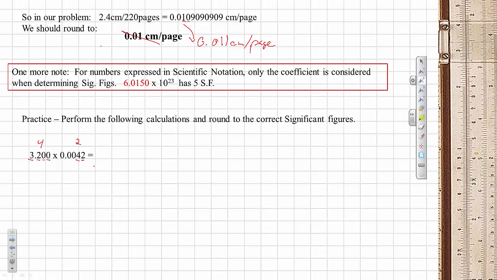So how many should our answer have? Always use the least number. The least number is 2, so our answer has 2 sig figs, 0.013. 2 sig figs. Let's try another one.